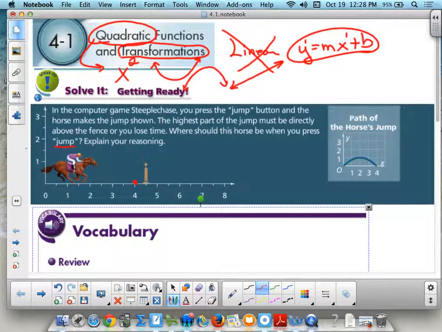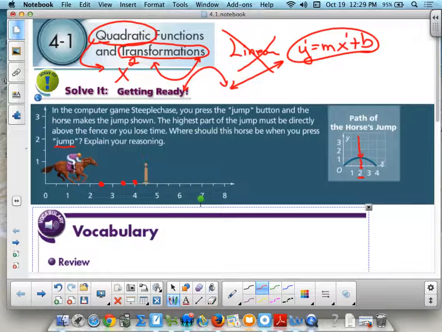2.5. 2.5. Anybody else? 3.5. 3.5. Okay, good? All right. So there's the jump over there, right? You look at the jump and you go, oh, the highest part of the parabola is right here. Isn't this where you want the horse to be at the top, right over the fence? Okay, but here's the deal. How long did it take to get to the top? 2. Well, if I go down, there's the number 2.